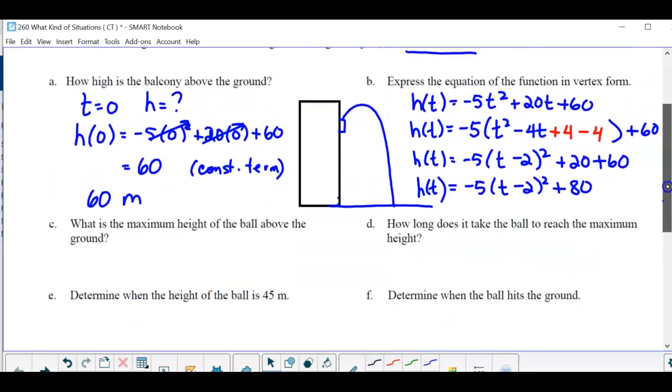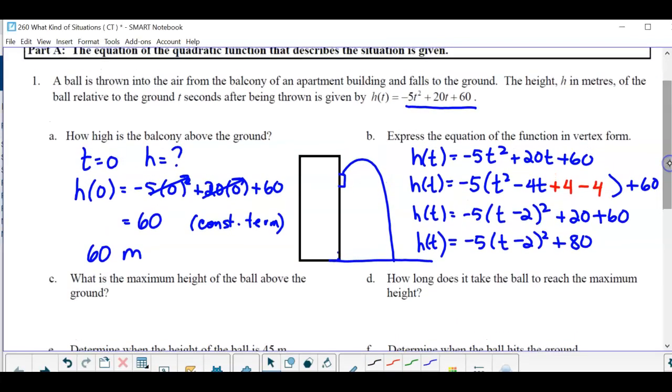Then it says, what is the maximum height of the ball above the ground? So your vertex is (2, 80). So the maximum height is 80 meters. The h value, the dependent value at the vertex. How long does it take the ball to reach that? That would be the t value at the vertex, which is 2 seconds.